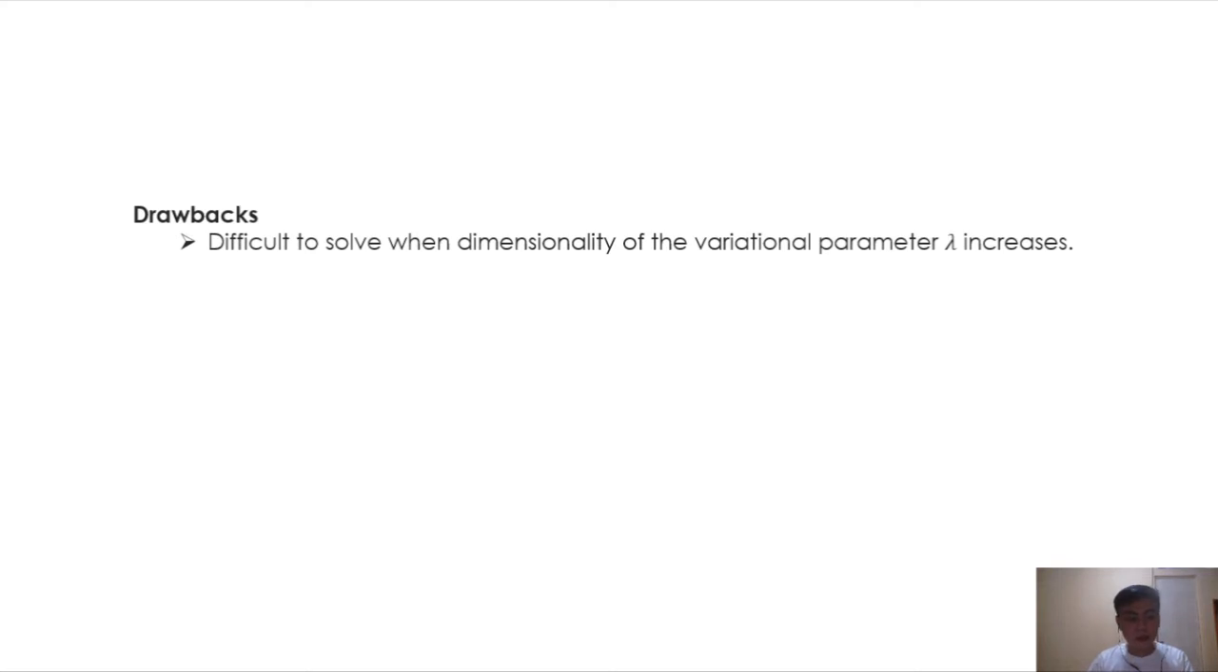However, despite the flexibility and the scalability, it is difficult to solve the optimization problem with sufficiently high accuracy, particularly as the dimensionality of the variational parameter lambda increases. And aside from that, our existing optimizers today are very fragile. That is, they require the choice of many hyperparameters and they can fail badly.